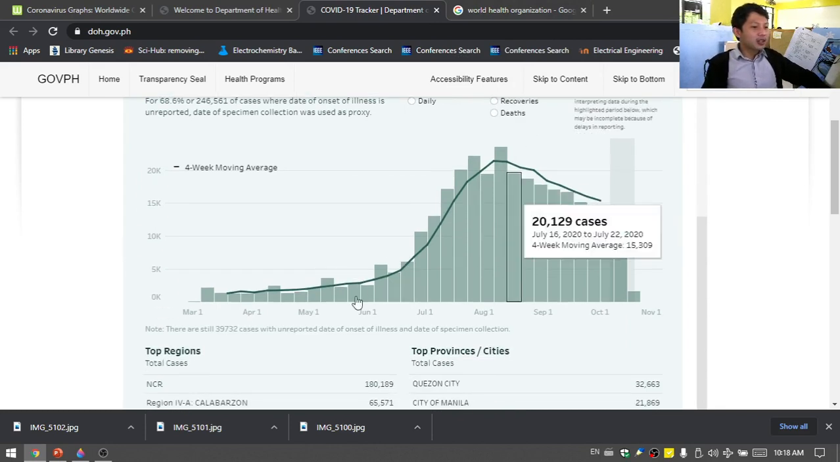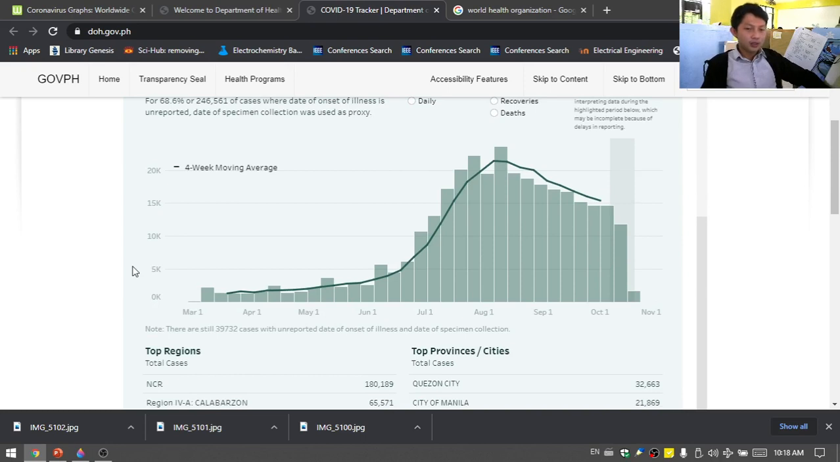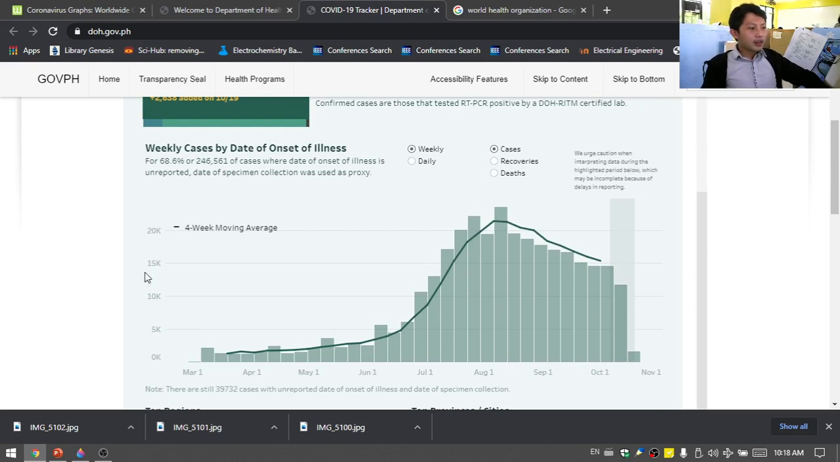Alright, so this is the actual data from DOH. I don't know if this is reliable, but assuming that it is reliable and there are no magical powers in the DOH, we can say probably believable. So what you see here on the Y-axis is the number of cases, and on the X-axis is the month. It's weekly, but we see monthly data. Anyway, there are 4 weeks in 1 month. So this is a combination of a bar graph and a line graph. I don't really know what this bar graph is for.